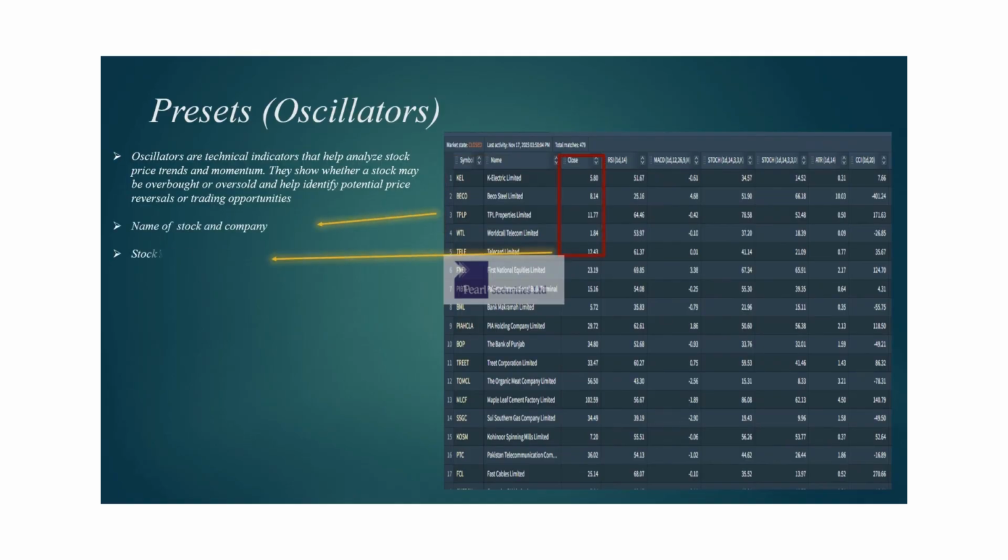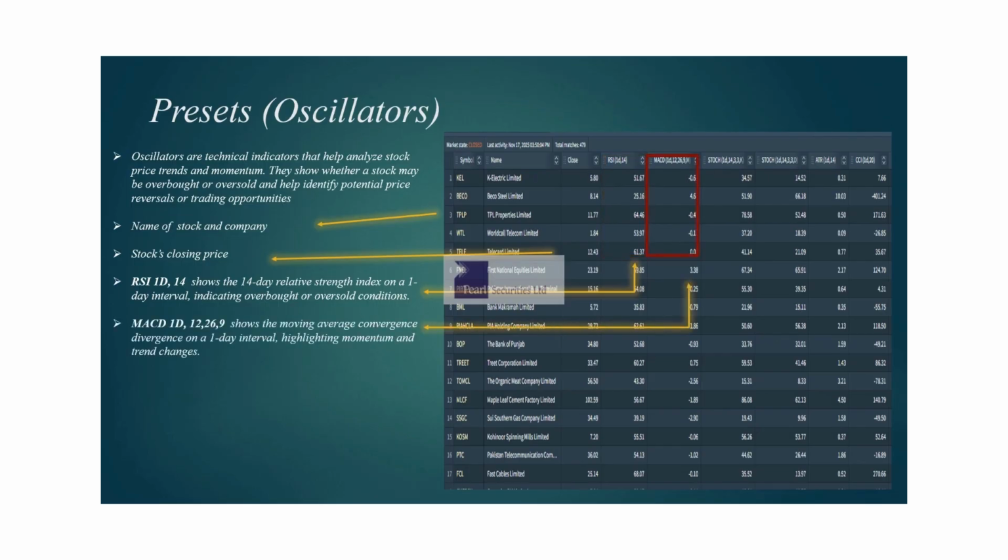Stock's closing price. RSI 1D 14 shows the 14-day relative strength index on a 1-day interval, indicating overbought or oversold conditions. MACD 1D 12,26,9 shows the moving average convergence divergence on a 1-day interval, highlighting momentum and trend changes.